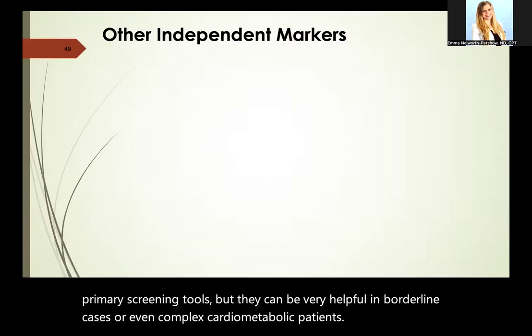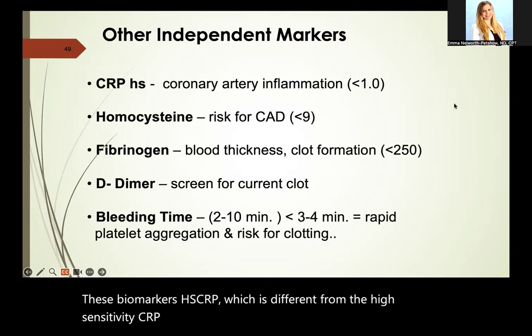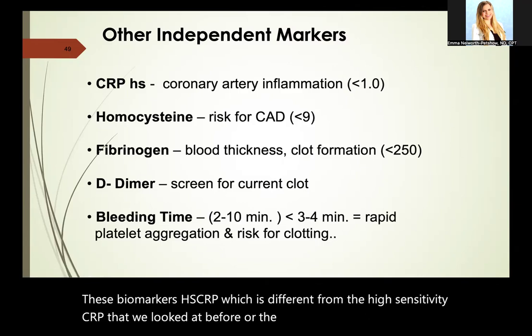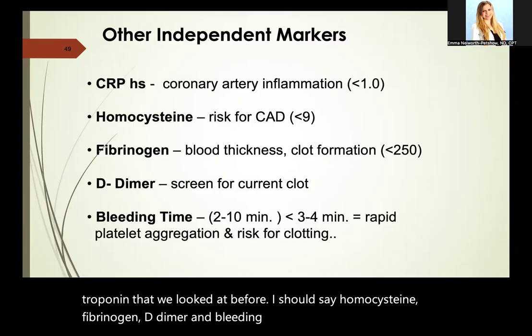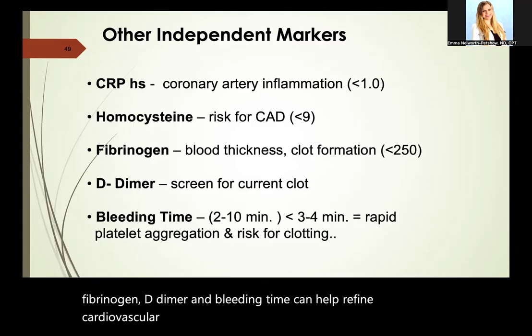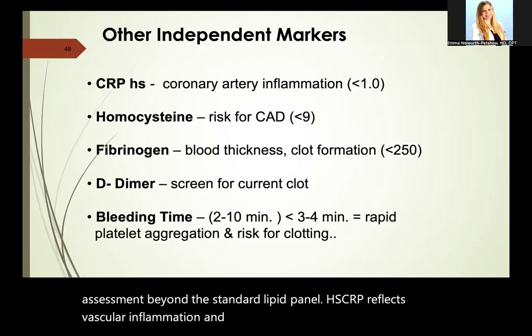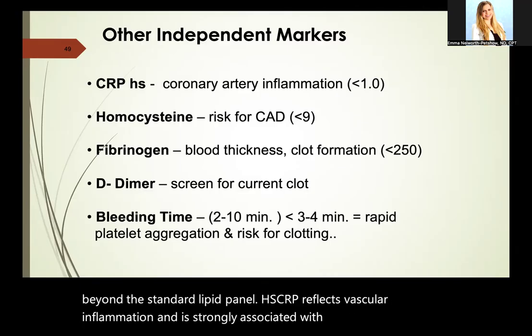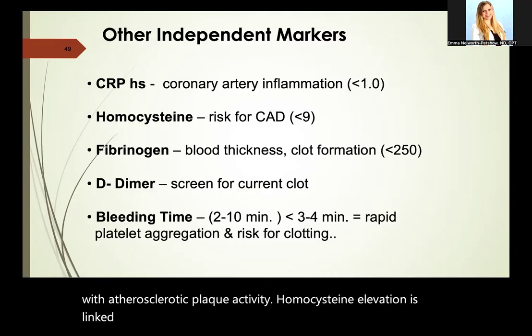These biomarkers, HSCRP, which is different from the high sensitivity CRP or the high sensitivity troponin that we looked at before, homocysteine, fibrinogen, D-dimer, and bleeding time can help refine cardiovascular risk assessment beyond the standard lipid panel. HSCRP reflects vascular inflammation and is strongly associated with atherosclerotic plaque activity. Homocysteine elevation is linked to endothelial dysfunction.